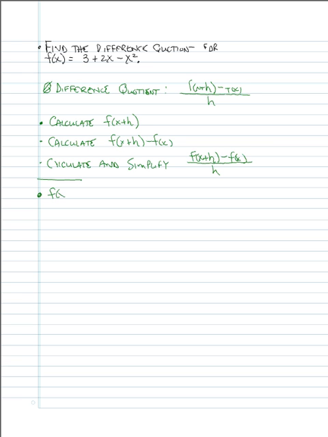So, f of x plus h in this example, remember, what does f do? It takes 3, it adds 2 times the input, and then it subtracts the input squared. Now, in the formula, the input's x, but in our case here, the input is x plus h, so it's 3 plus 2 times an x plus h minus an x plus h being squared.